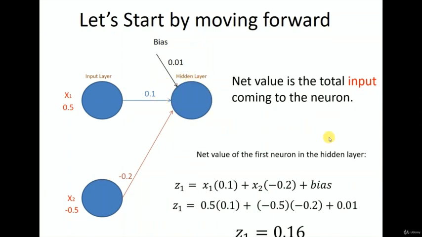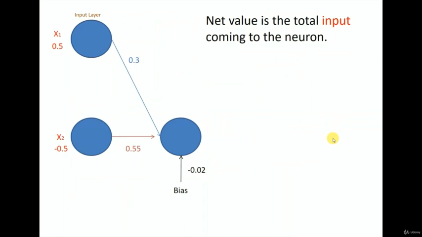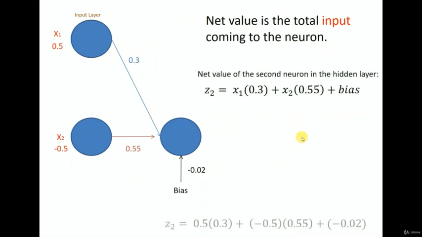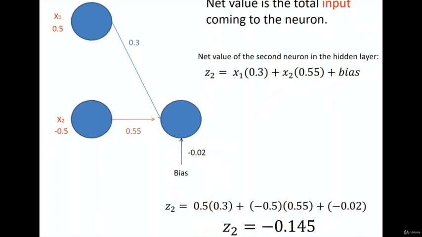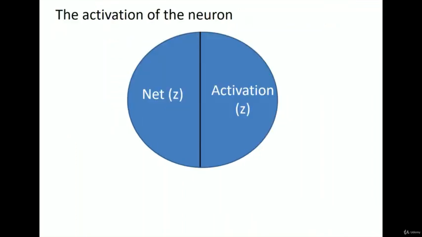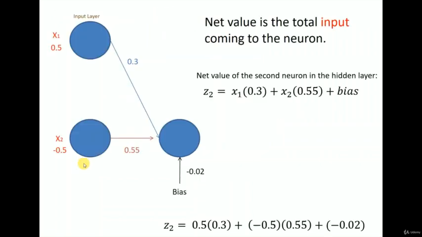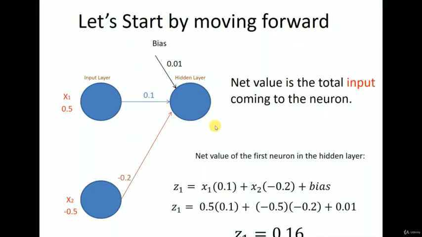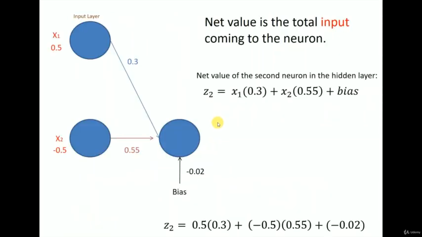Now let's proceed to the second neuron in the hidden layer. So again, the same thing. Net input value equals x1 times 0.3 plus x2 times 0.55 plus your bias, and you'll get a value of negative 0.145. So we finished calculating our net input value, and now what we need to do is the activation. So we're going to take the output here for the second neuron and the first neuron, and we're going to run them through an activation function.